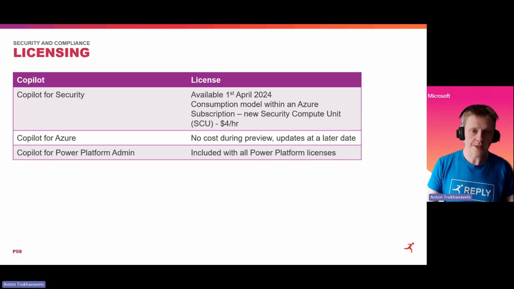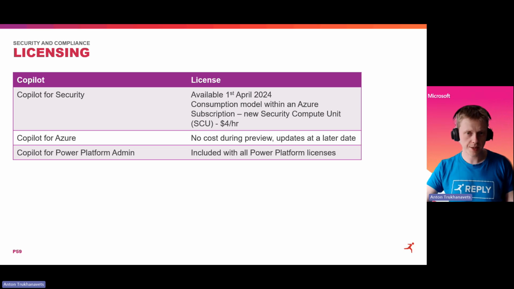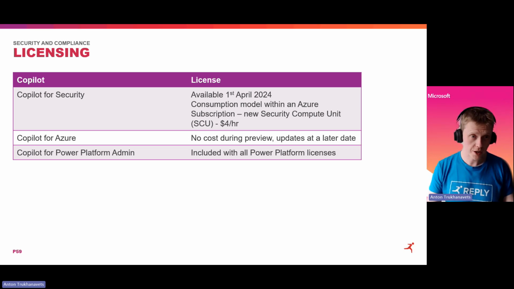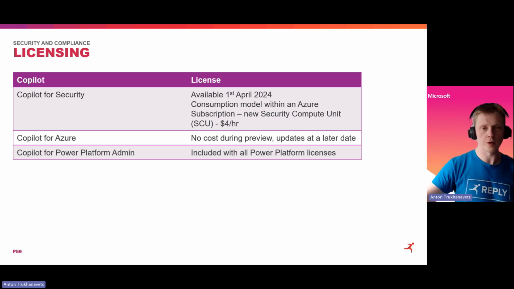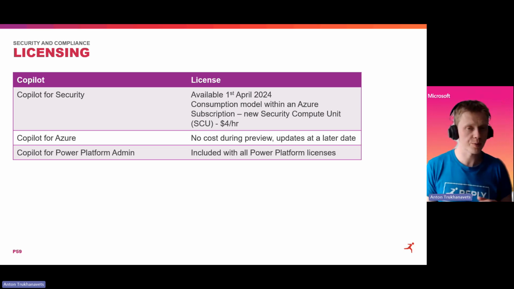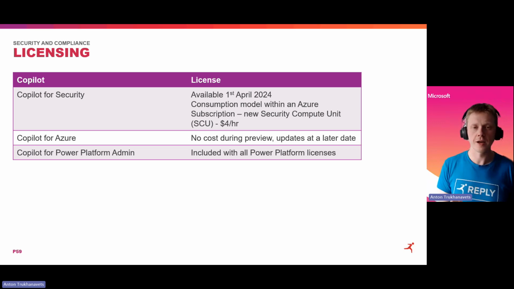Okay, pricing. A lot of this is very, very fresh. Copilot for Security will be available from next Monday, from 1st of April. The pricing here is very different from everything we've seen before, where it was per user per license, but it follows the consumption model, which is quite familiar with Azure. So if you were working with Azure previously, you know there is a consumption model for a lot of resources. It will be the same principle here.